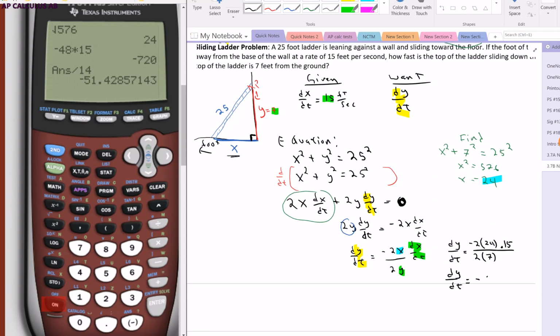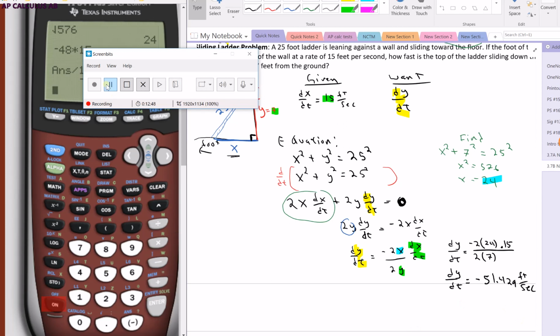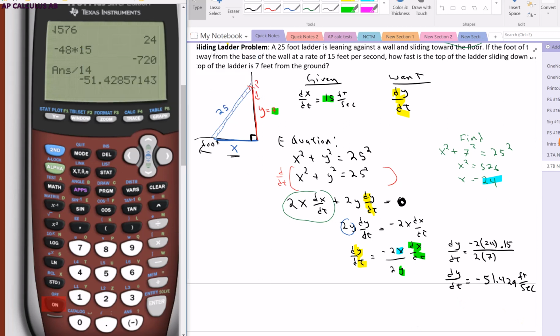Because that seems really fast. Feet per second. So let me pause real quick and just make sure I didn't make a mistake. Okay, no, it's not a mistake. It seems fast, but it's not that fast. So there we go. That's it. It's falling at negative 51 feet per second. Remember, always round or truncate to 3 decimal places if we're doing this, and don't forget your units.